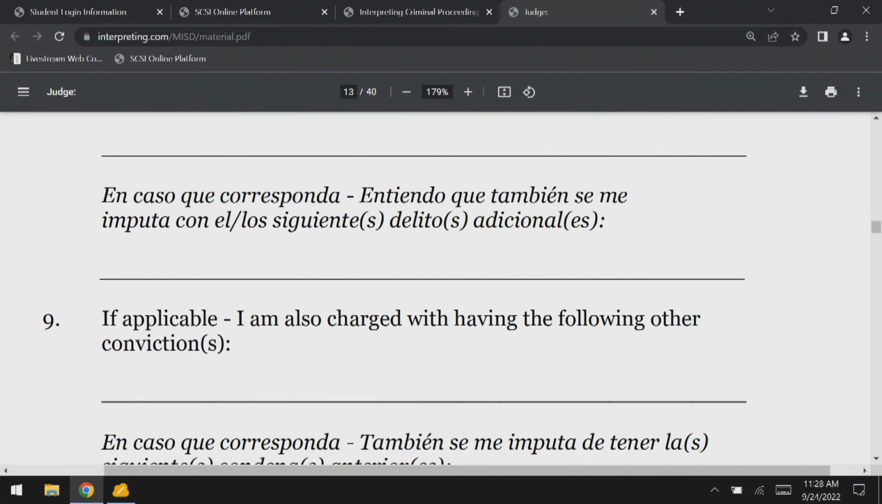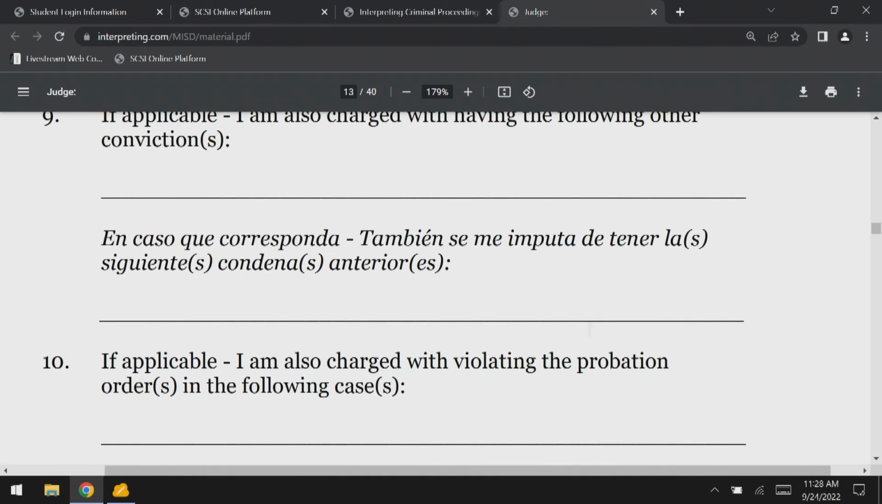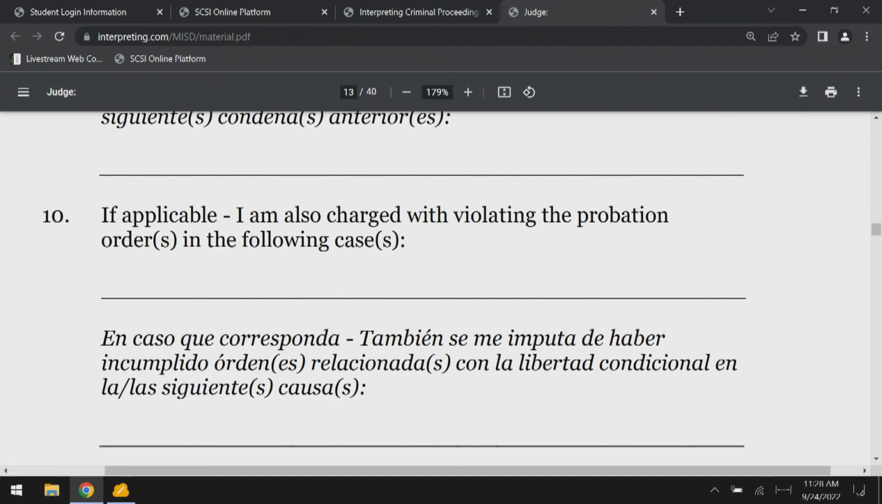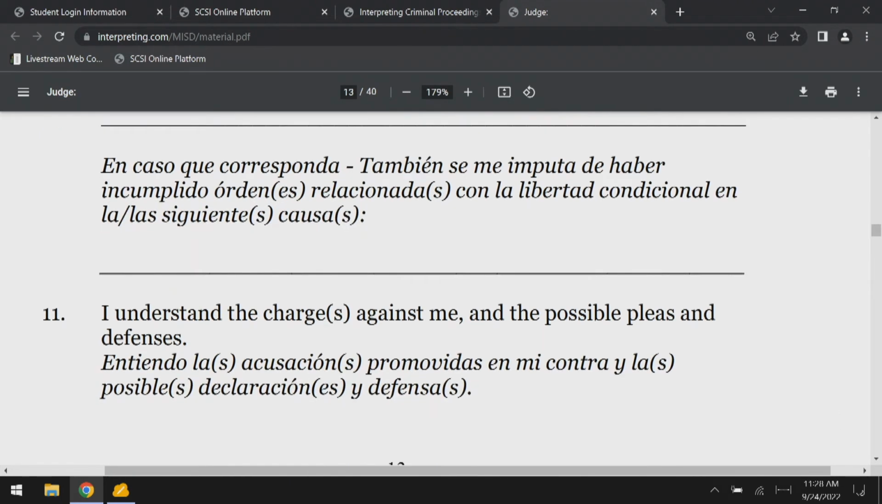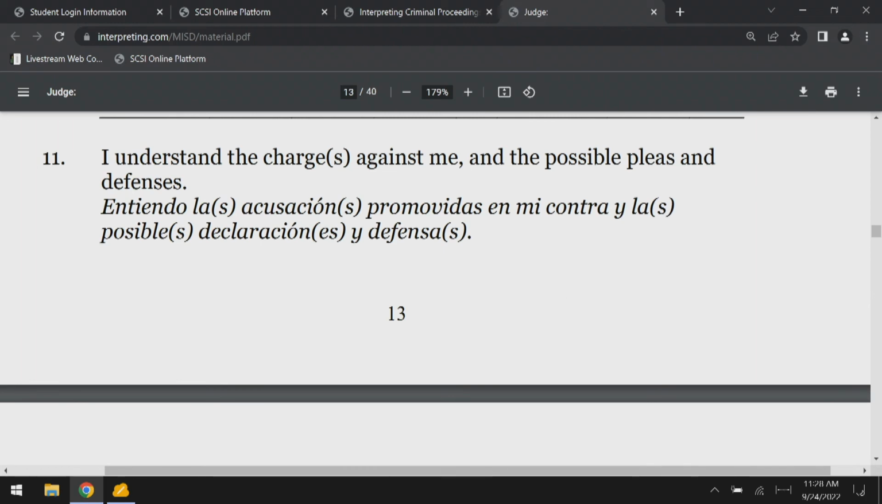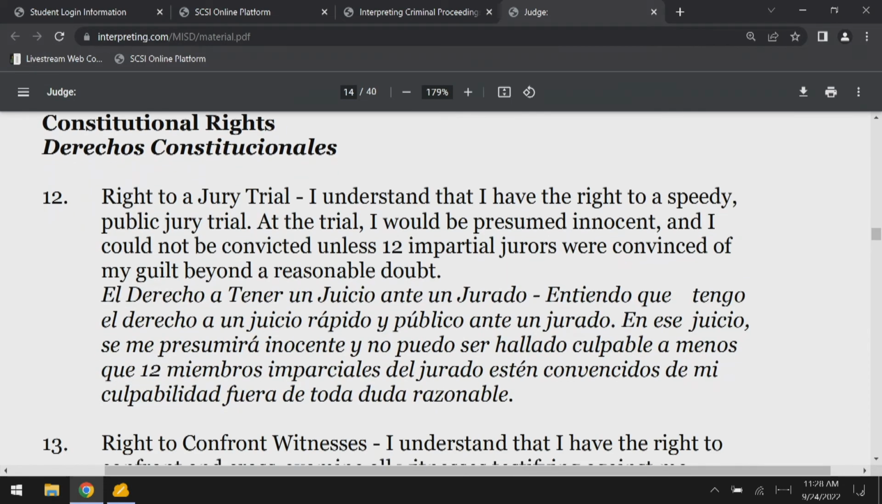Then 8 is the offenses. 9 talks about the former convictions, former crimes that you committed and you were found guilty. And then 10, if you violated any probation order in any case. And then you just basically state that you understand the charges and the possible pleas and defenses. Then comes the constitutional rights, which are identical to what you have seen already.